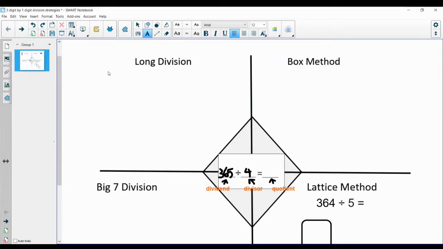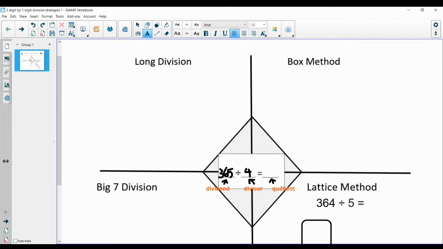Today I'm going to teach you or remind you of 4 strategies for 3-digit by 1-digit division with remainders. When we're looking at division, the number that you are dividing is called the dividend. The number that you are dividing by is called the divisor. And the answer you get after your division is called the quotient. Anytime you hear the word quotient, you're thinking about division.